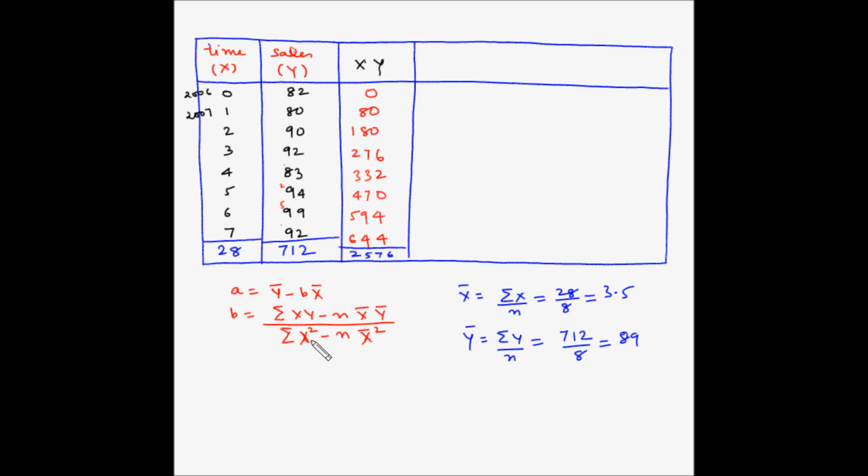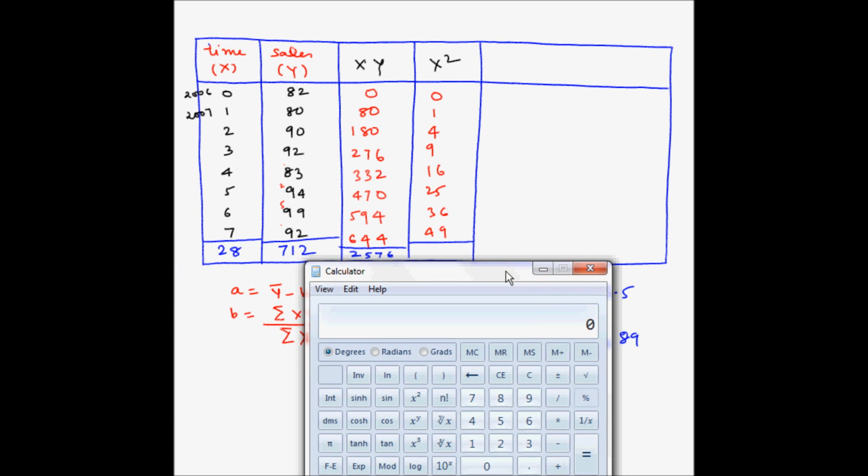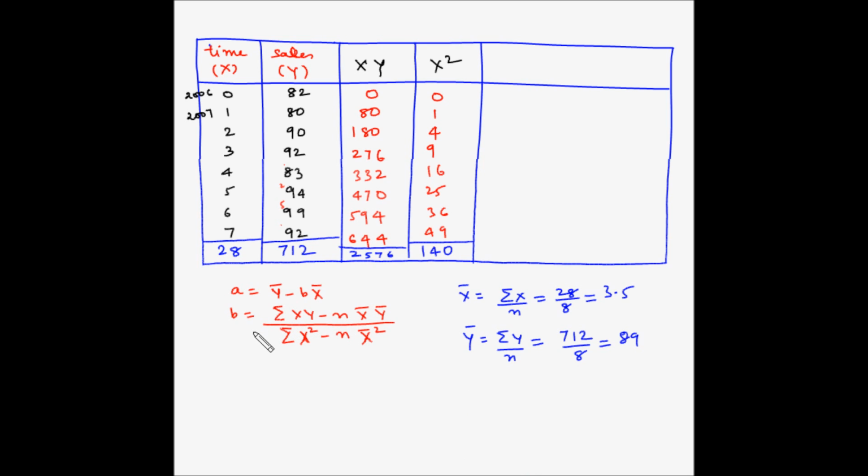Next we have to find out sigma x square. So let's find out the values of x square for each of the data points. So 0 square is 0, 1 square is 1, 2 square is 4, 3 square is 9, 4 square is 16, 5 square is 25, 6 square is 36, 7 square is 49. And then we have to take the sum of all of these. So let me pull the calculator. 0 plus 1 plus 4 plus 9 plus 16 plus 25 plus 36 plus 49 is 140. So this value here is 140. So now we have all the values needed to find the value of b.